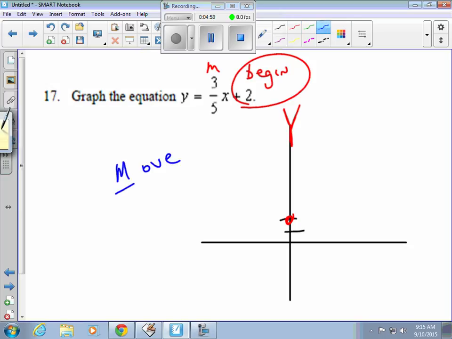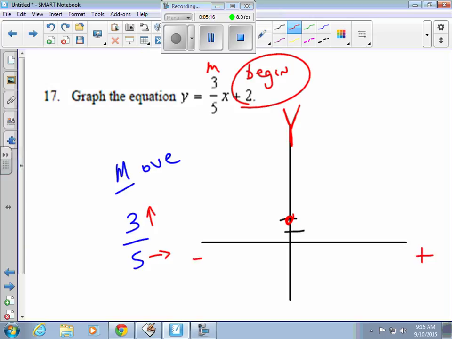It's your slope, but it tells you where to move. You have 3 over 5. It rises over its run, up and down over left and right. Rise, since it's positive, is up 3. Run, since it's positive, is to the right, because we know our positives are to the right, our negatives are to the left.